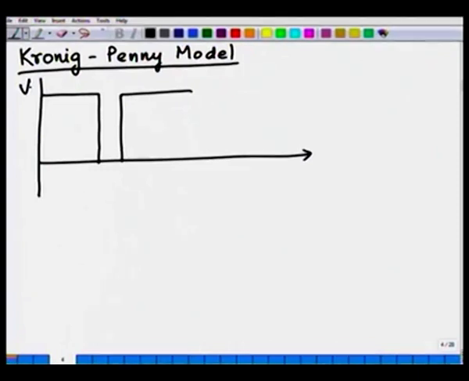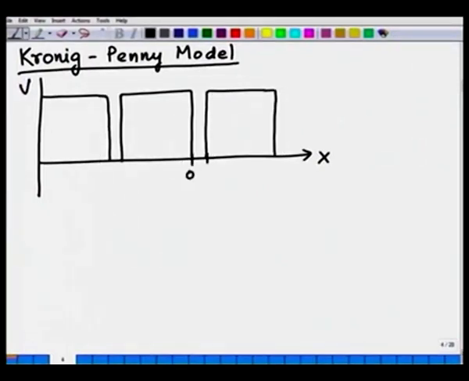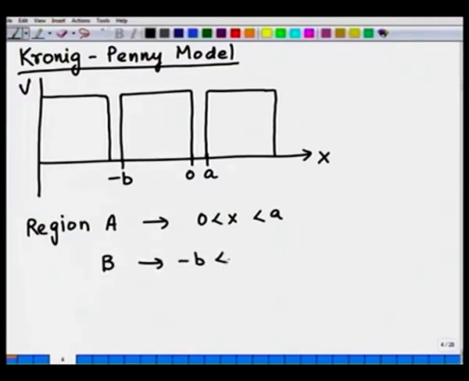This is the potential, and let us now call this the x direction instead of r direction, because now this is only one dimension, something like this, where this is 0, this is A, and right here is minus B. And so, region, let us call it A. This region A is from 0 to A, and region B, let us call it the region between minus B and 0. So, these are the two regions we are going to talk about.